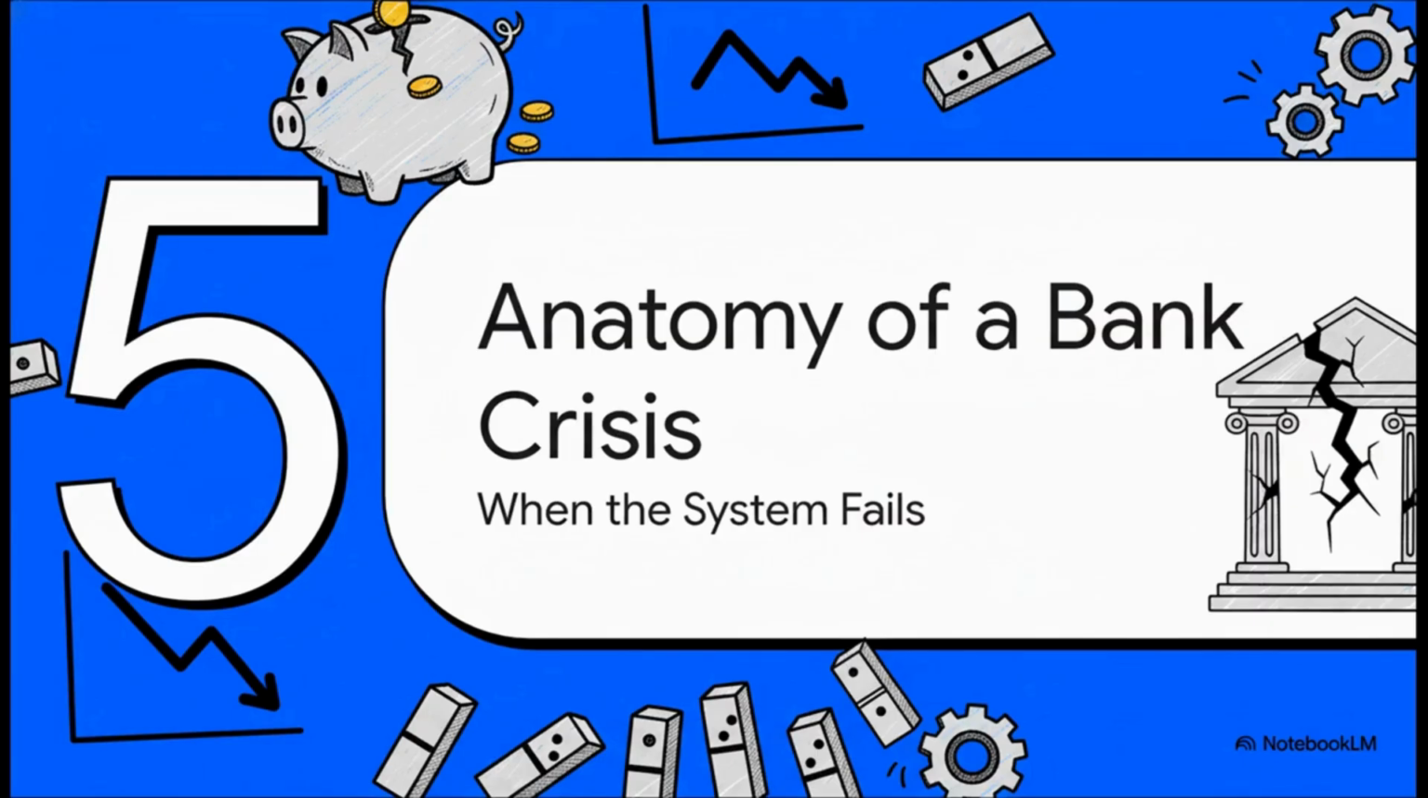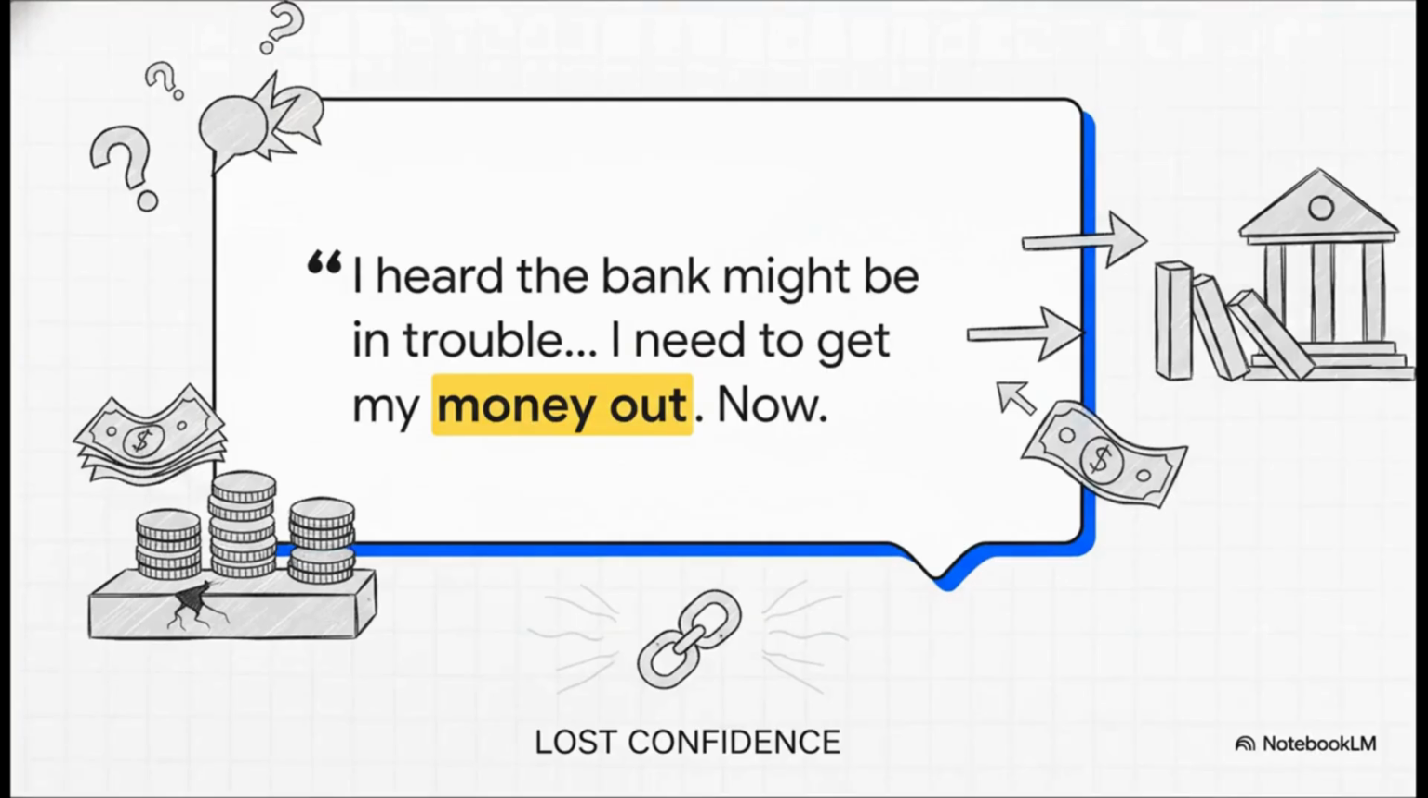This is the moment we get to see what happens when that inherent flaw, that deep reliance on maturity transformation, gets suddenly and violently exposed. This is what it looks like when the system fails. It all starts with the loss of one single, invisible ingredient: confidence. The entire fractional reserve system is built on this collective belief that your money is safe.